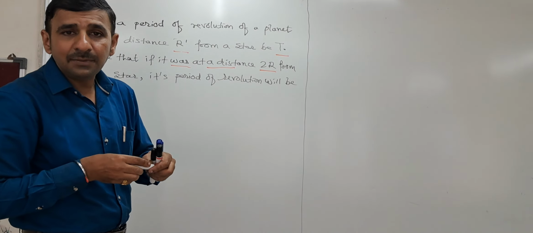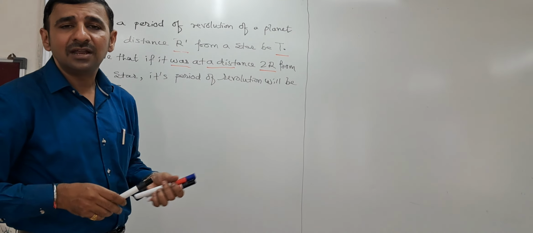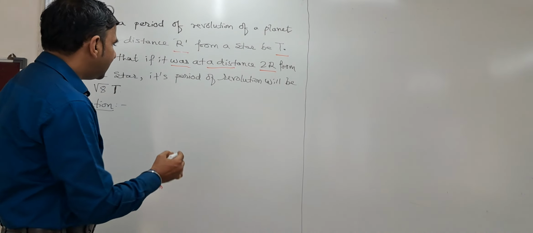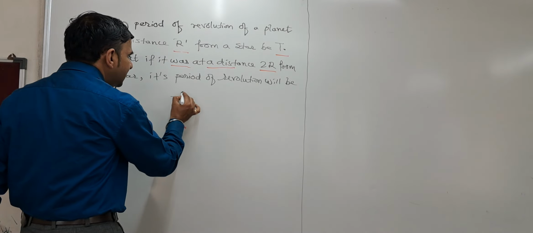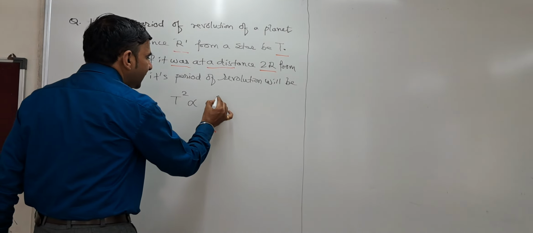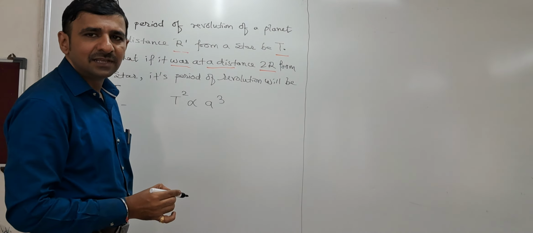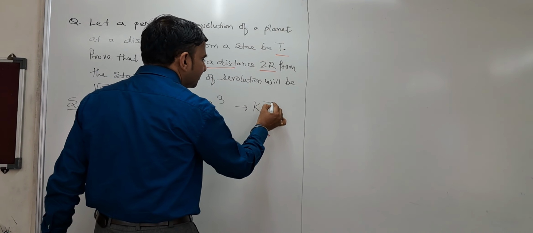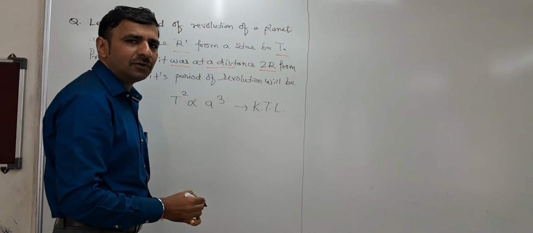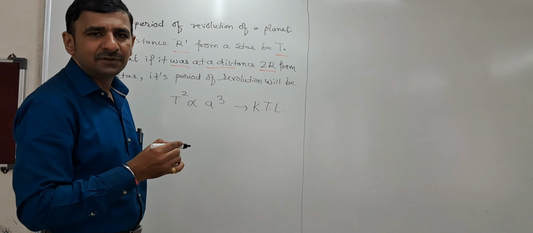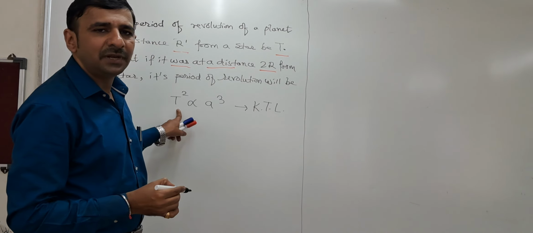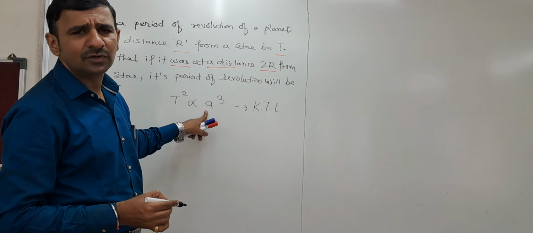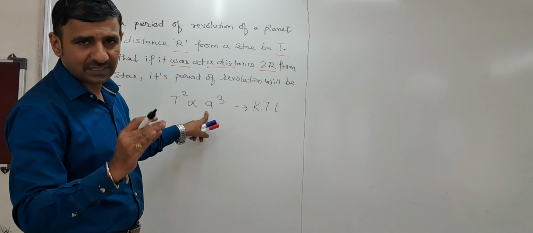Now the important next step in this regard is to choose the correct formula. What is the correct formula? The correct formula would be t square proportional to a cube. Guess what this is? It is Kepler's third law. I am using a short form of this, KTL, Kepler's third law. The square of the period of revolution is directly proportional to the cube of its semi-major axis, or simply the distance of the planet from the sun, right?